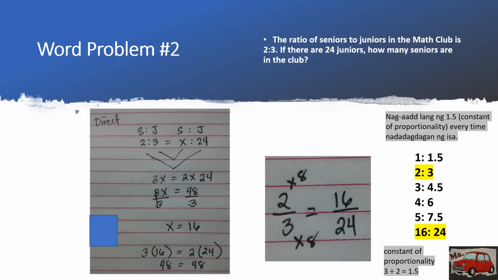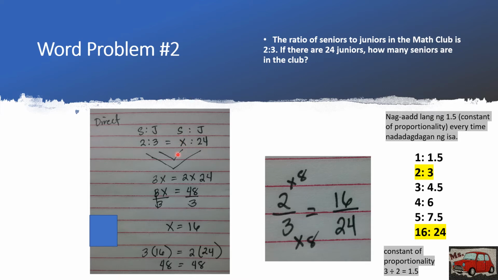Okay? The ratio of seniors to juniors in the math club is 2 is to 3. If there are 20 juniors, how many seniors are in the club? Okay, so in this case, ang proportion natin is direct proportion. Okay? So, ang ratio daw ni seniors tsaka ni juniors ay 2 is to 3, okay? So, senior, junior, okay? So, ang sabi dyan, ilan daw yung seniors kung ang juniors ay 24. Alright? So, ang nawawalang bilang is yung seniors.